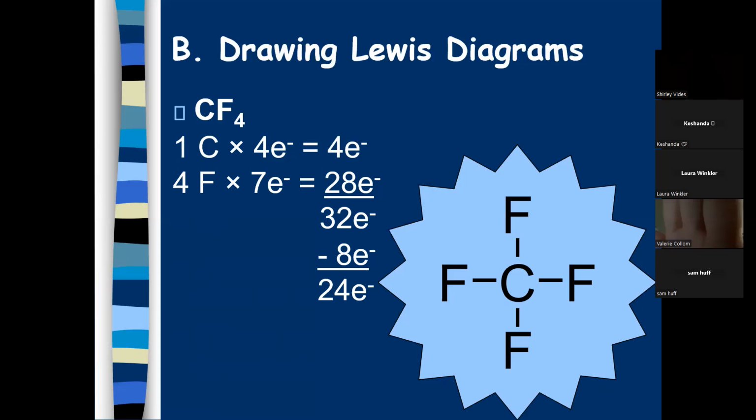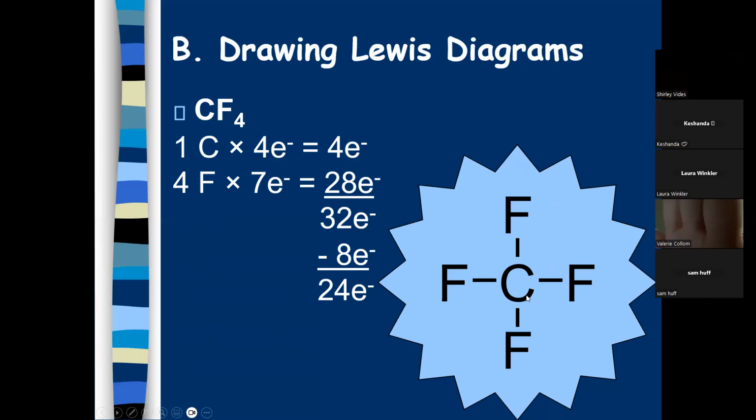And always try to put your electrons on the outer atoms. And by that, I mean not the central atom, right? So we're going to count. And you can see that there's 24 electrons, and each one of these fluorines needs 6. And 6 times 4, sorry, is 24, right? So that means we have enough.